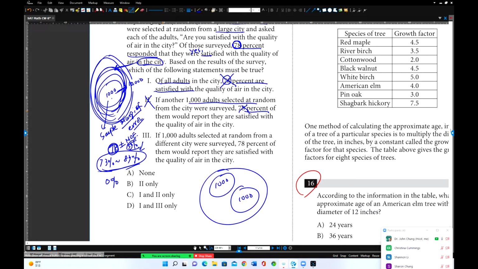Next, 1,000 adults selected at random from a different city. The proportion will be different, the probability will be different. For a different city, we need to survey again. We can't say 78%. This one is totally wrong, right? So there's no answer. Over here, none. This is a very weird question. Usually they give one correct answer, but this is none. It's okay.